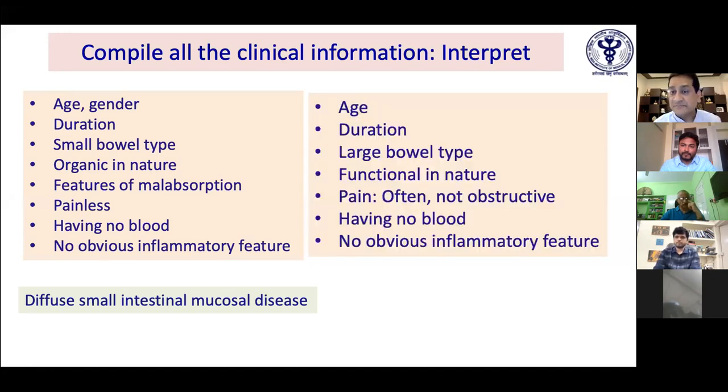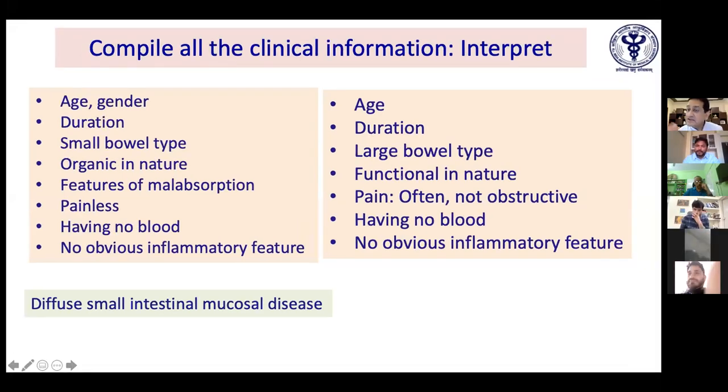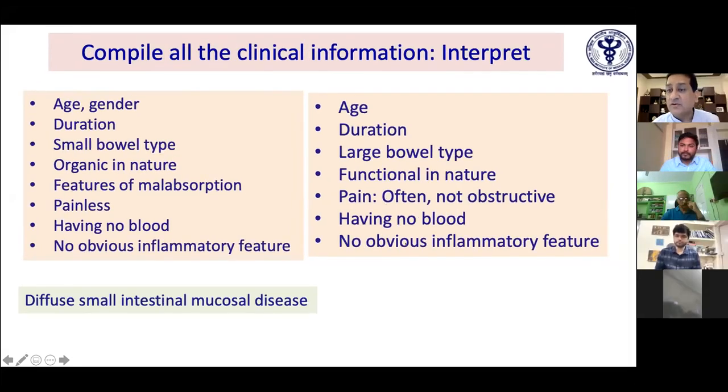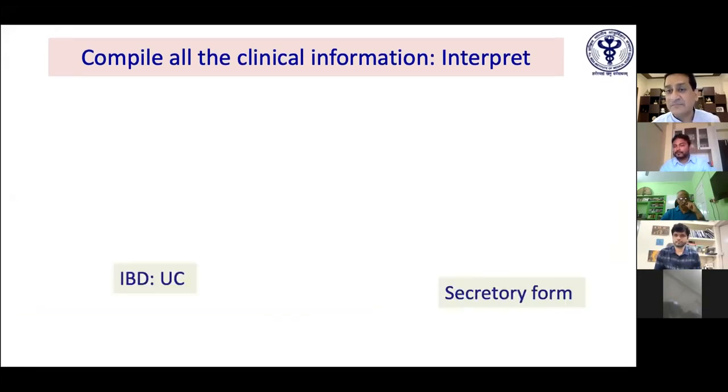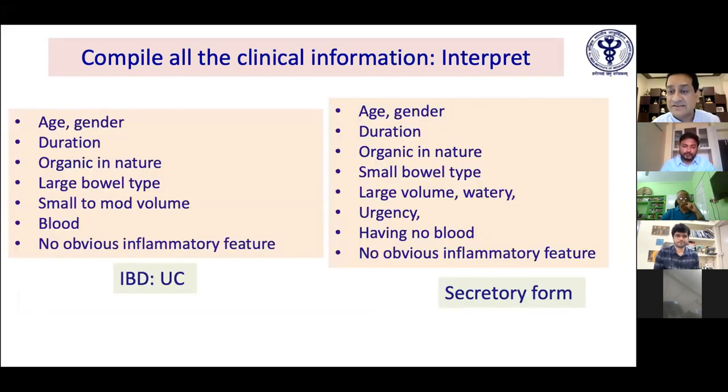Take a different case. Age, duration: we talk about a 6-year duration of symptoms in a 45-year-old person, large bowel type of diarrhea, looks functional in nature. Often pain, no blood, no inflammation. What is the diagnosis? This is a functional GI disease. Likewise, ulcerative colitis, likewise, secretory form of diarrhea. Look at this patient.